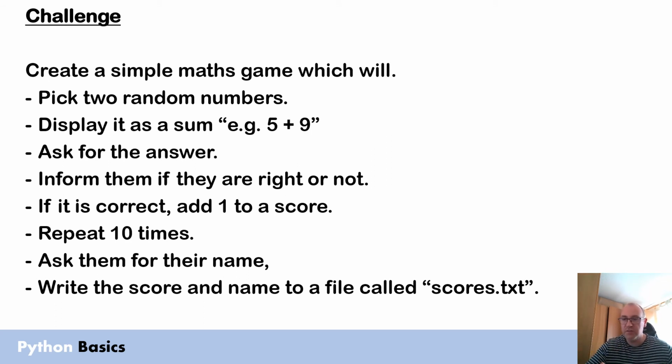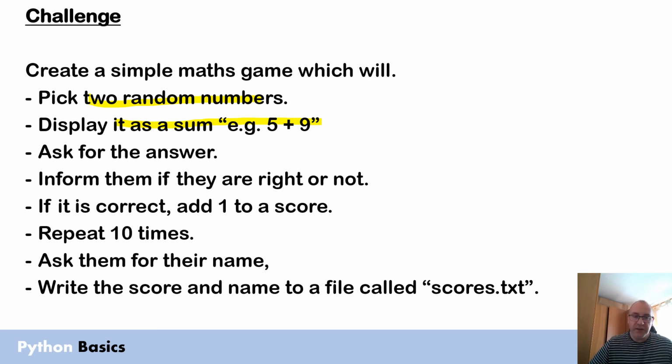You might have done something similar to this before, so if you have, please do take the code you've written in the past and just adapt it. That is absolutely okay. But what I want you to do is essentially create a program which will pick two random numbers. It will then display it as a sum. So if it's picked the numbers 5 and 9, it will print out what's 5 plus 9. If it picked the numbers 2 and 3, it will say what is 2 plus 3.